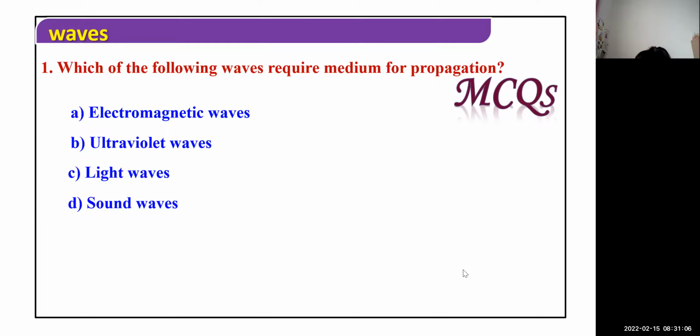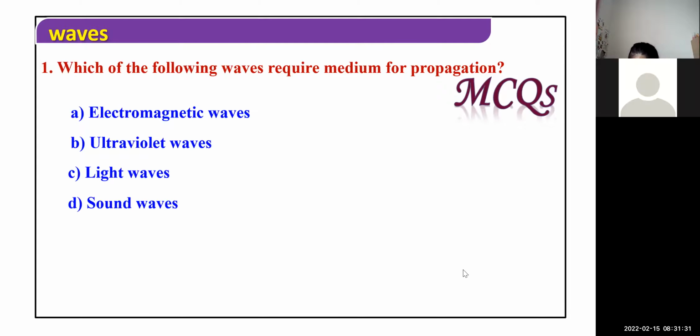The question is which requires a medium. Electromagnetic waves do not require a medium. So Yonwu, the question number one on the screen. The answer is D, sound waves. Sound waves, yeah, correct. Good. Sound wave is a wave that requires a medium for its propagation.